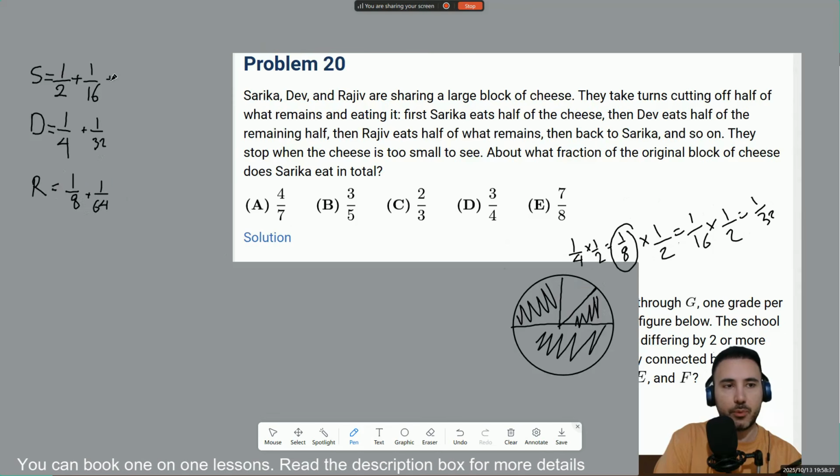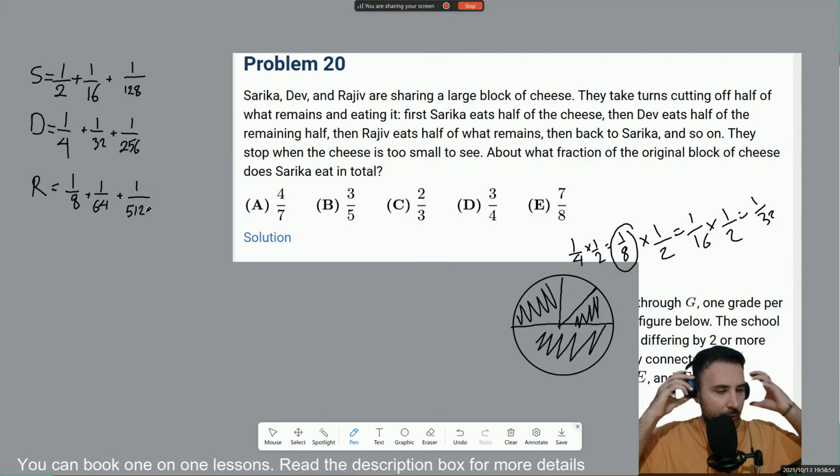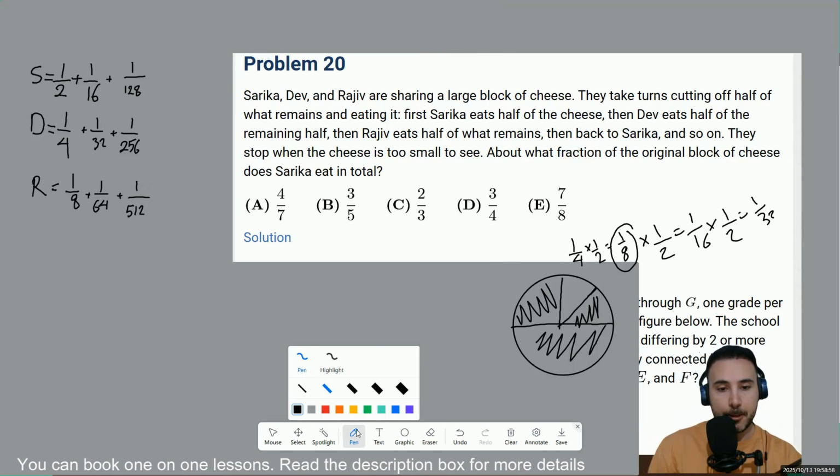Let's do it one more round. Half of 1/64. What is 64 times 2? Technically, 128, plus 1/256, plus 1/512, and so on. Okay, so you see now, there are two ways to do this.